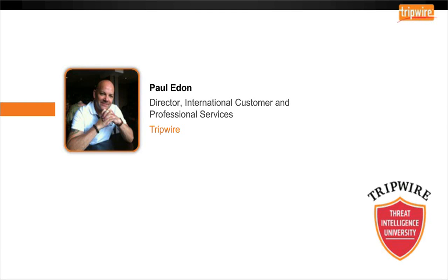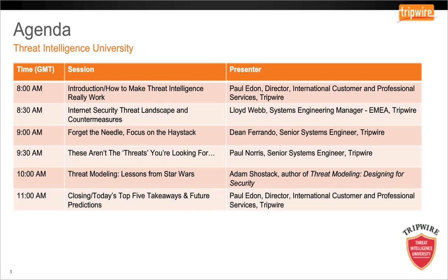Okay, let's get started. Here is our agenda for the day. I'm going to kick things off with a look at how to make threat intelligence really work. Then Lloyd Webb will share his thoughts on the internet security threat landscape and talk about some of the key countermeasures. Following this, we'll hear from Dean Ferrando, who will explain the benefits of going back to basics with golden builds. Next, Paul Norris will introduce Tripwire's Technology Alliance program and showcase some of Tripwire's latest integrations. Our last presenter will be Adam Shostak, author of Threat Modeling, Designing for Security, who will illustrate the importance of threat modeling in the most creative manner. You'll never look at Star Wars in the same way, I promise. Finally, I'll wrap up our event with a summary of today's takeaways and a few predictions for 2016 before we send you on your way.